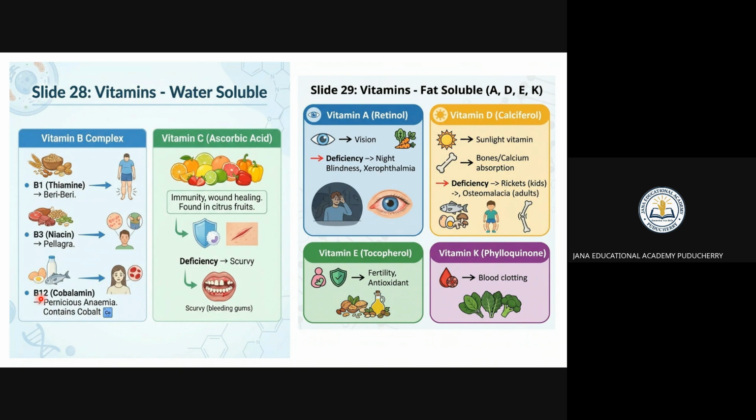Right? If the mineral calcium is low, there are weak bones. If iodine is low, it affects the thyroid hormone. We saw in the previous discussion of the thyroid gland that if iodine is low, it causes goiter, right? That deficiency causes goiter.